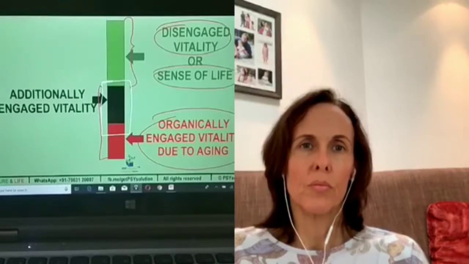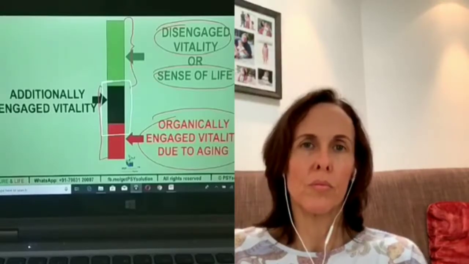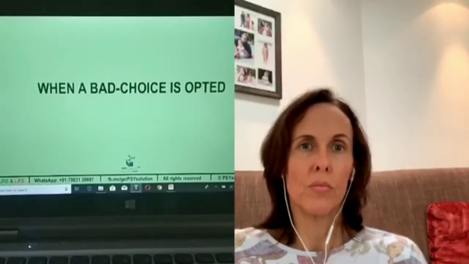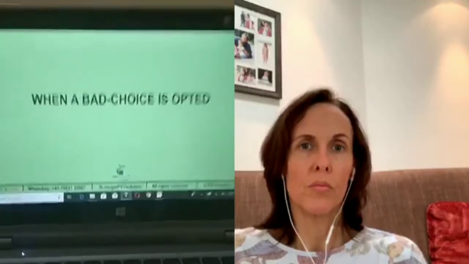So the more we observe these bad choices in life, the black portion will reduce. Slowly and gradually it will come down if we are mindful about it. Now let's understand, when a bad choice is opted, how it happens and how it looks.